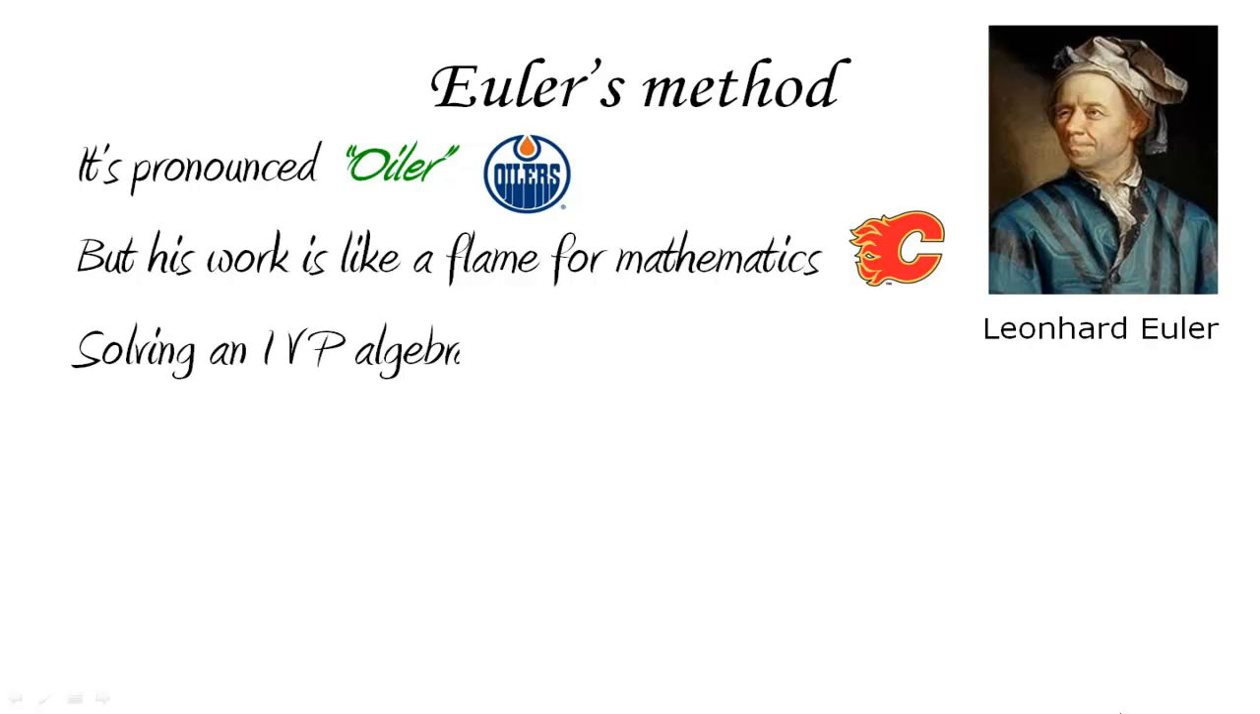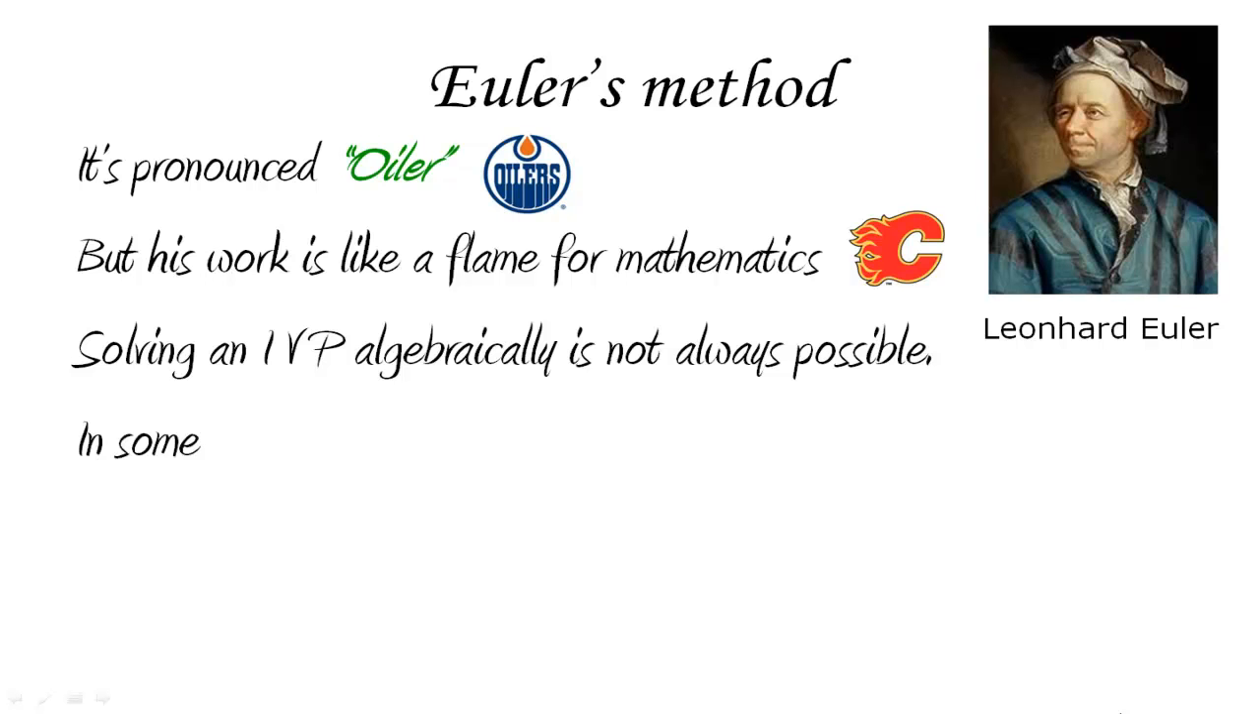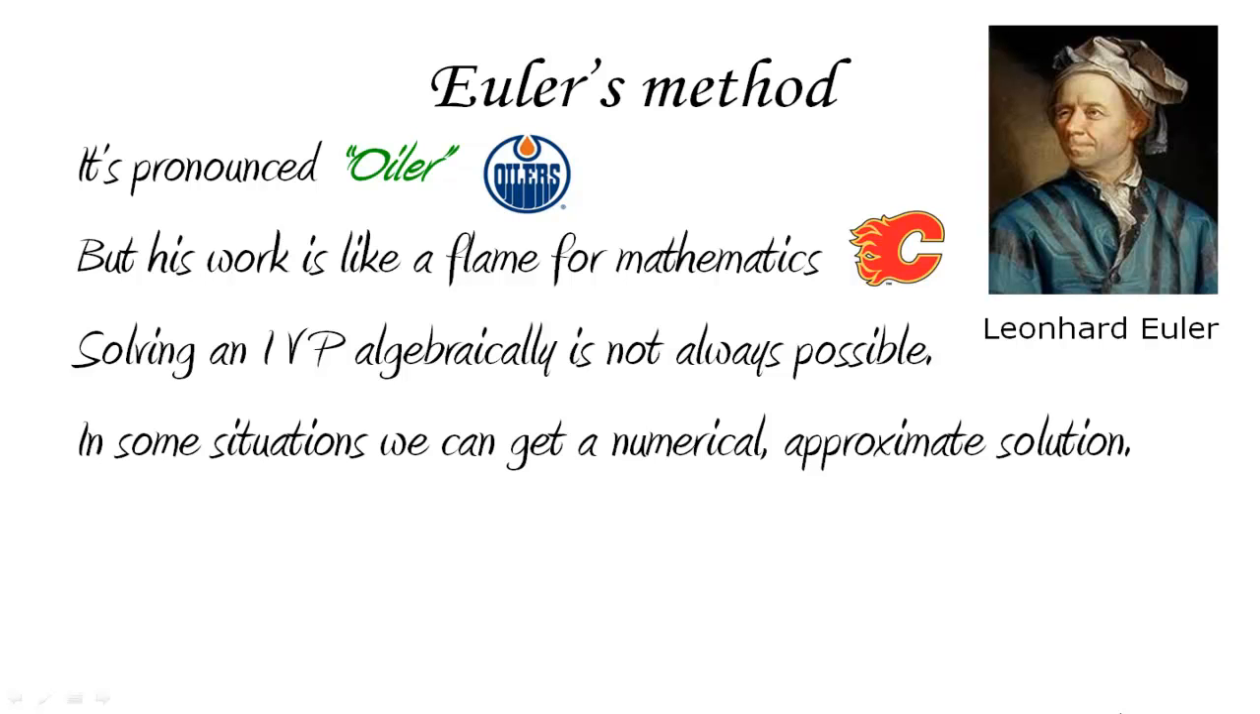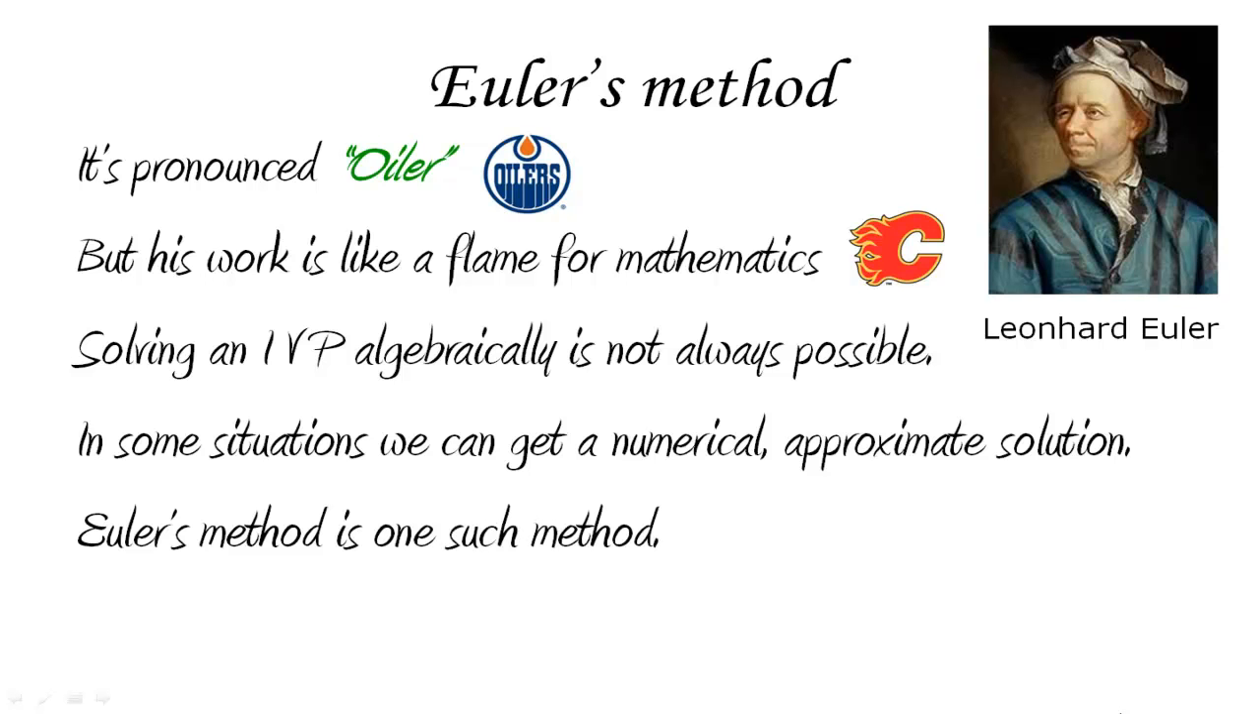Okay, so let's say that we have an initial value problem. Notice that in order to apply this method, we need to add also the extra condition. We're going to do a numerical solution, and therefore we need a place to start from with our calculations. But let's say that we cannot work it out algebraically, just by doing algebra, integrating, and so on. In some situations, as I said, we can get a numerical approximate solution, and this method is one such situation. So let's see what this situation is.